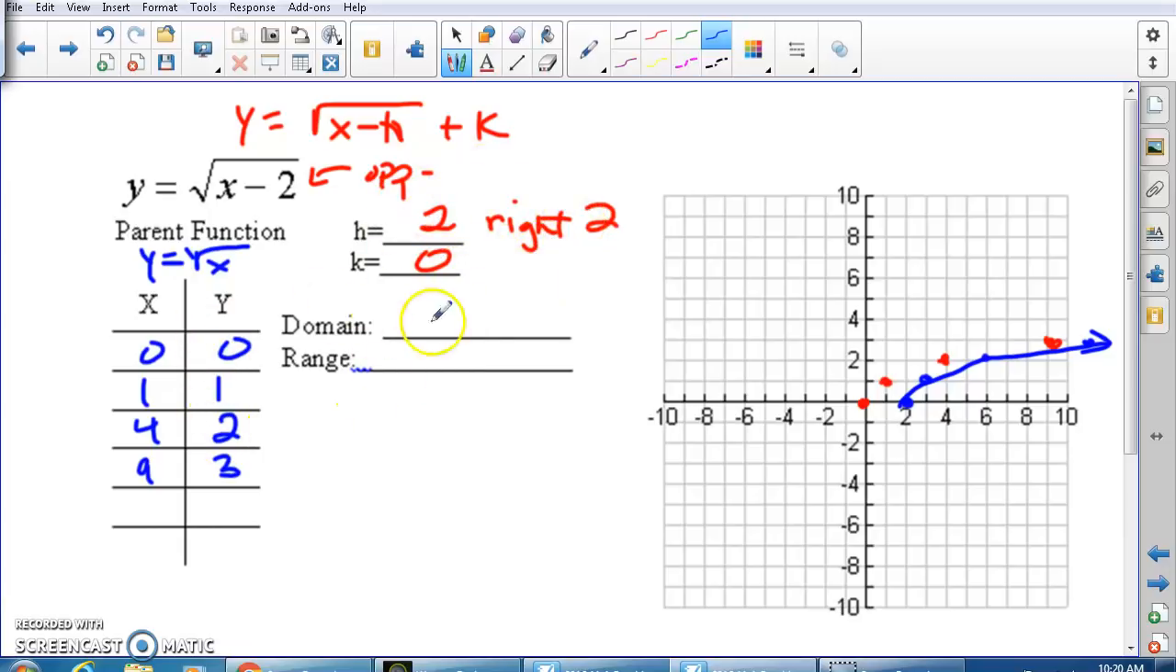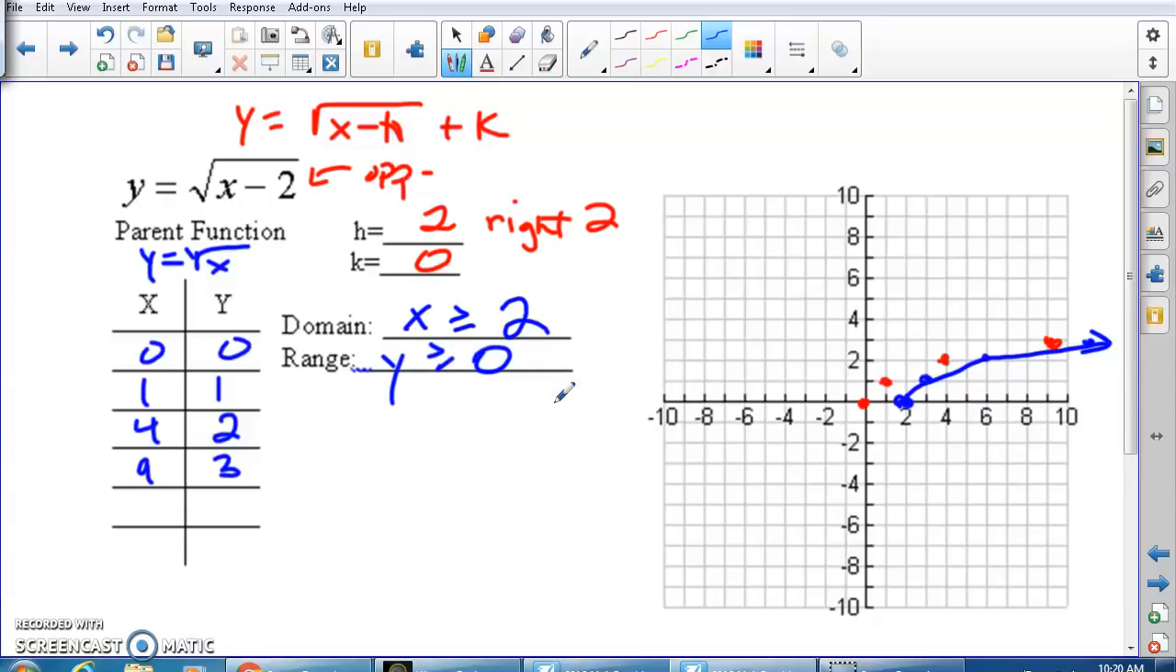So now when I look at the domain, these are the x values. The lowest x value that I have is positive 2, so x is greater than or equal to 2. When I look at the y values, there are no y values in the negative. The first y value is at 0, so y is greater than or equal to 0.